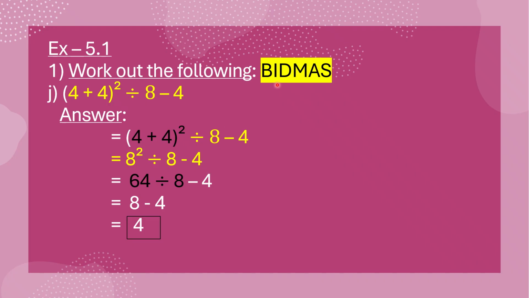So next we have indices. If you have any powers, we have to do that next. Yes, we have the power 2. So 8 square is 64, divided by 8 minus 4. So next after the indices we have D. That means it's division. So we have to do the division next. 64 divided by 8 is 8. 8 minus 4 is equal to 4.